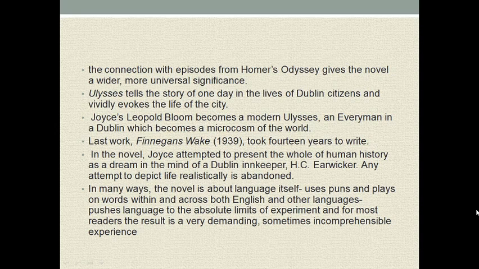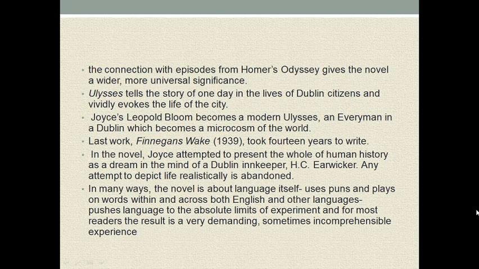And James Joyce has his last work, Finnegans Wake, which is said to have taken 14 years to write. In this novel, Joyce attempted to present the whole of human history as a dream in the mind of a Dublin innkeeper, H.C. Earwicker. And here, any attempt to depict life realistically is completely abandoned. Devices of literary realism are replaced by a kind of dream language in which as many associations as possible are forced into words and combinations of words. So in many ways, the novel is about language itself.